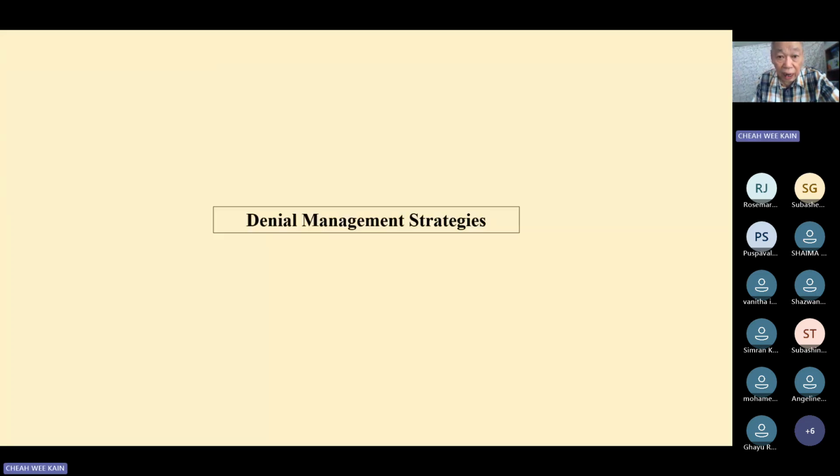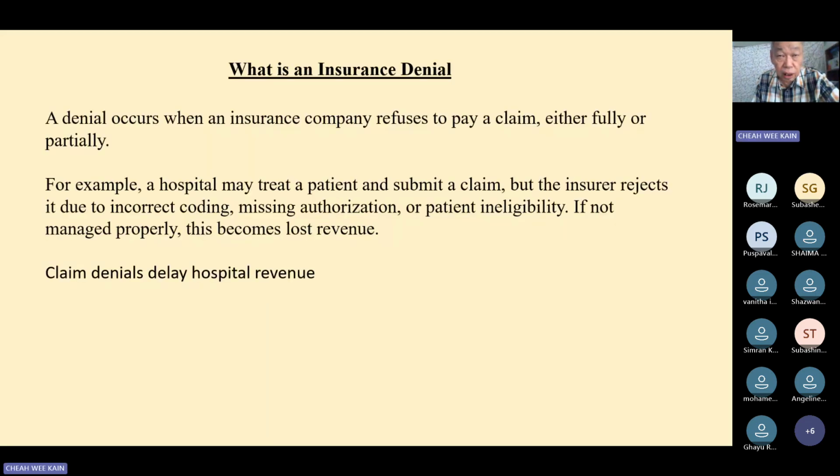Denial management. This one, insurance denies you. Why? For small reasons they deny you, because they don't want to pay the money. A denial is when insurance refuses to pay a claim either fully or partially. For example, a hospital may treat a patient and submit a claim, but the insurance rejects it due to incorrect coding of the claim. Every insurance company has different codes, so please use the correct code. Missing authorization of the form. Patient ineligibility. If not managed properly, this becomes lost revenue.